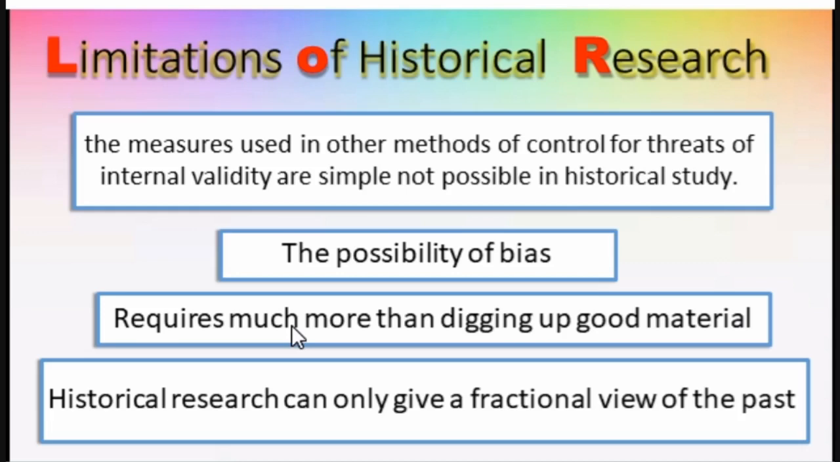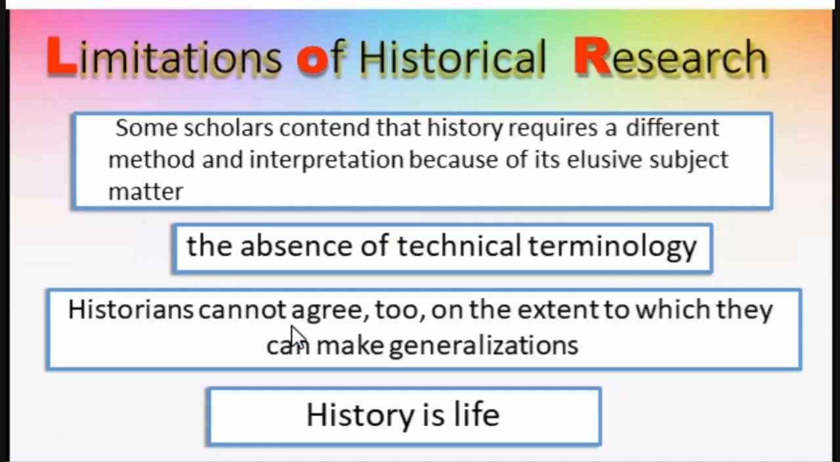Historical research can only give a fractional view of the point because you are not present in the history. You have to believe what the report or the person is saying. That only gives a fractional view. You cannot say what exactly happened, right? So some scholars contend that history requires a different method and interpretation because of its elusive subject matter. Some scholars prefer that it requires a different approach.